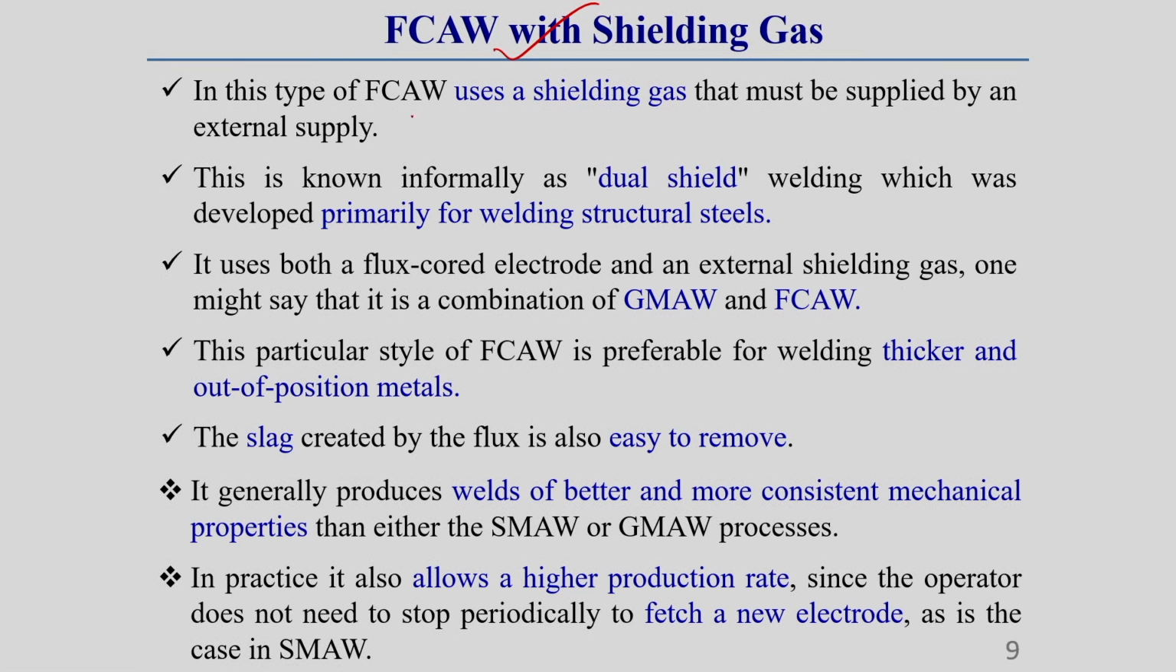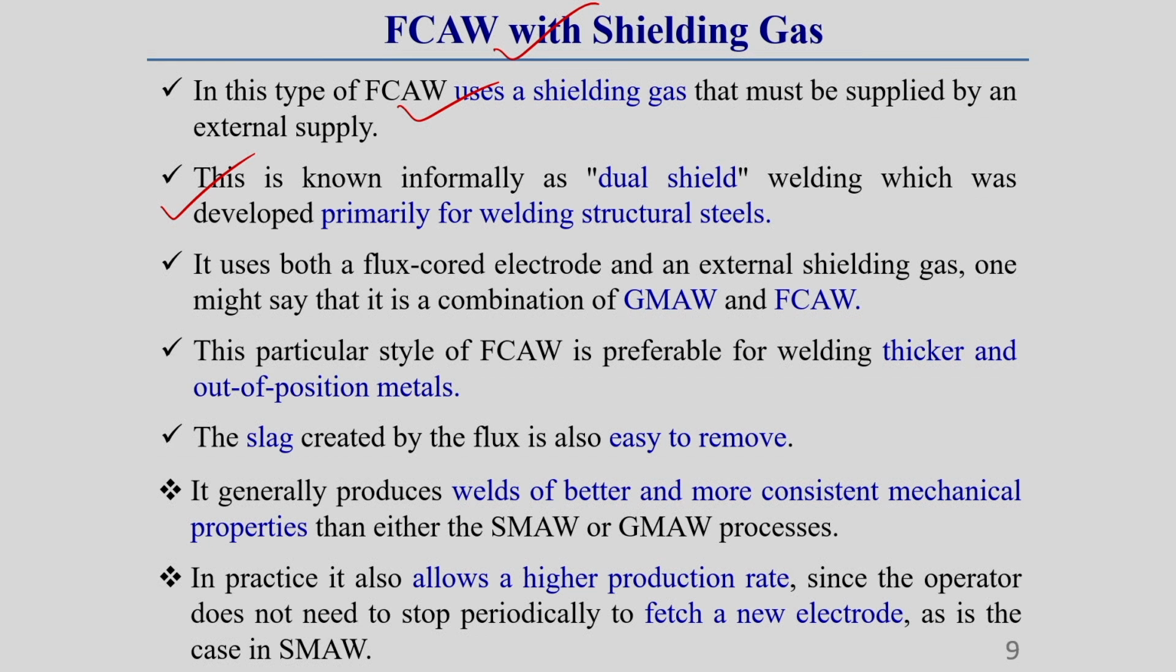Now, we will discuss the flux core arc welding process with shielding gas. In this process, an additional supply of gas is required. As shown in the setup of this welding itself, there is an extra cylinder we have to use, and a nozzle to supply this gas to the workpiece region. This is informally known as dual shield welding, which was developed primarily for welding structural steel.